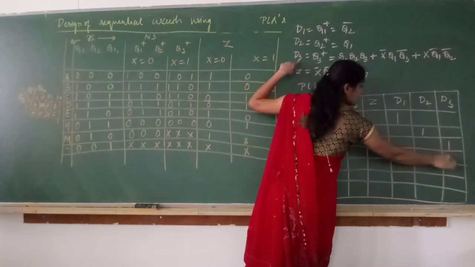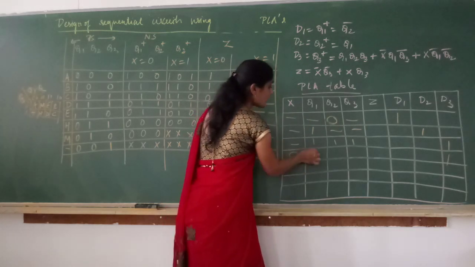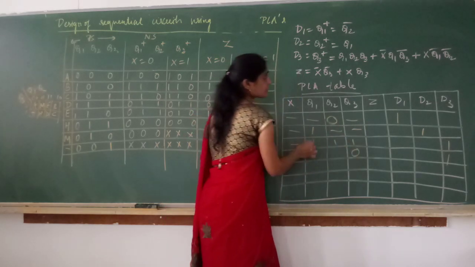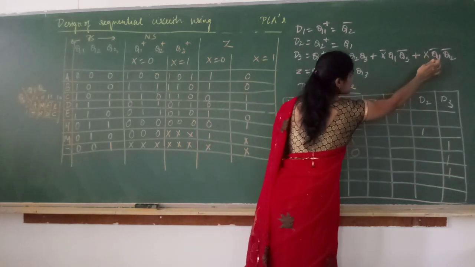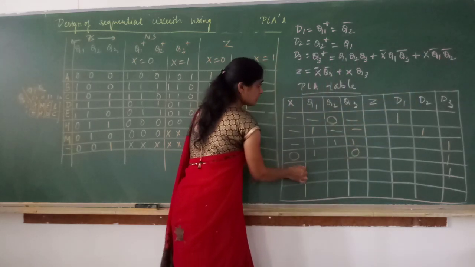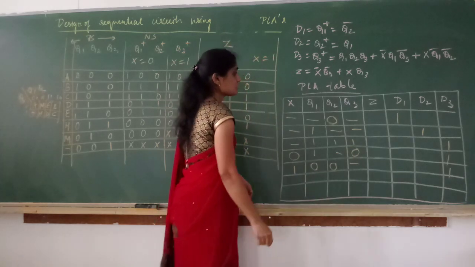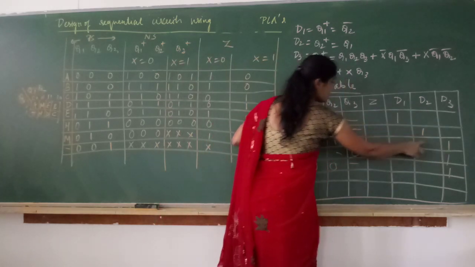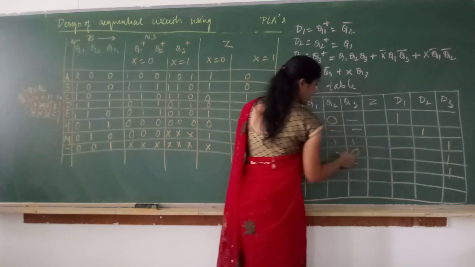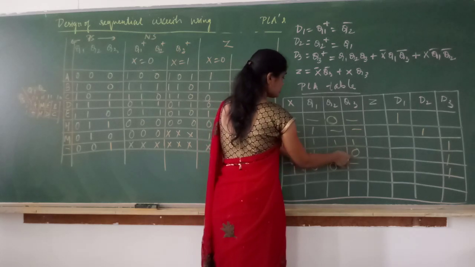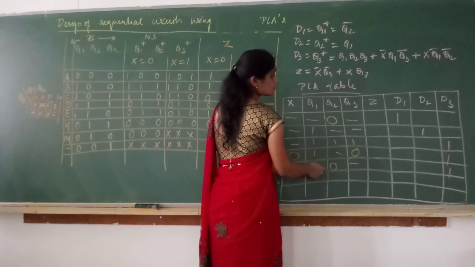D3 is also 1 when X bar, Q1, Q3 bar. X bar, so it is 0. Q1, Q3 bar, 0. One more product term will be connected to D3. What is that? That is 1 when X, Q1 bar, Q2 bar. The remaining terms are not connected. So, D3 is 1 when Q1, Q2, Q3 plus one more product term Q1, Q3 bar, X bar, right? One more, X, Q1 bar, Q2 bar, right?